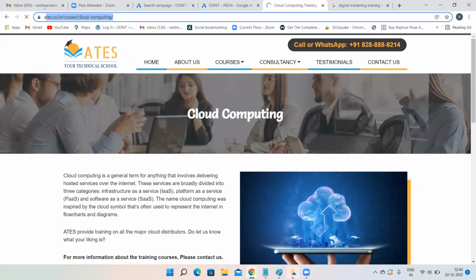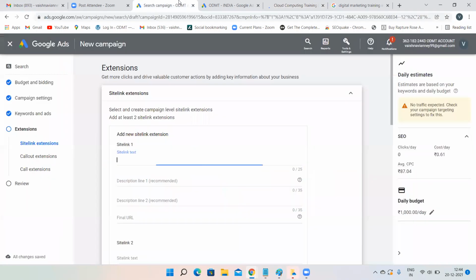I'll take the link of cloud computing and I'll give the link text as SEO. And if you want to give the description about SEO, please give some description about SEO. It's up to you, whatever description you want to give. You can give the description over here.